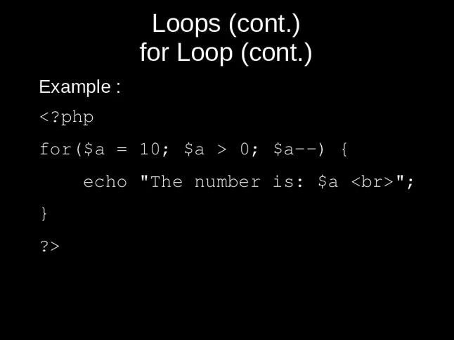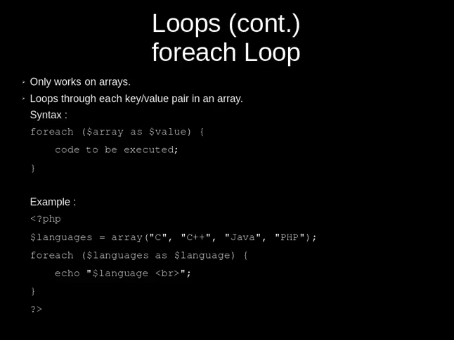Foreach works only on arrays, and loops through each key value pair in the array. Foreach has a syntax that says foreach, bracket, start with the array as $value. Within this, the code to be executed is placed.